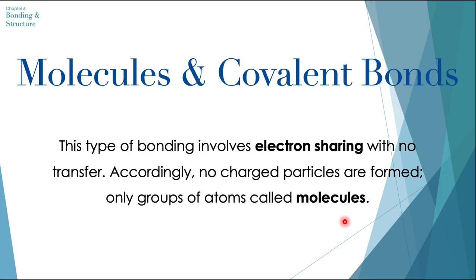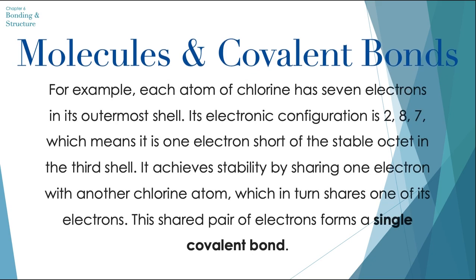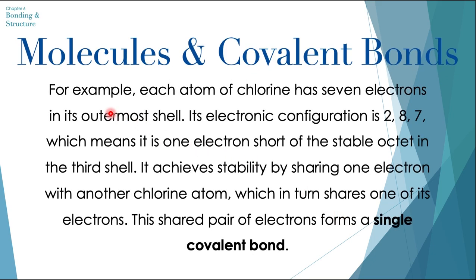So to explain this type of bonding, let us consider a simple molecule, for example, chlorine. Each atom of chlorine has 7 electrons in its outermost shell. Its electronic configuration is 2,8,7, which means it is 1 electron short of the stable octet in the third shell. It achieves stability by sharing 1 electron with another chlorine atom, which in turn shares one of its electrons. This shared pair of electrons forms a single covalent bond.